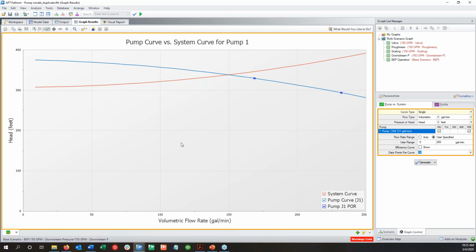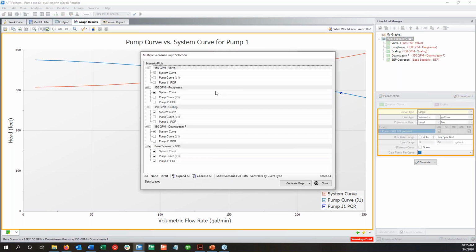Another cool thing, this is new to Fathom 11. So if you haven't installed that yet, that came out about 3 weeks ago. This is one of the new features that I'm pretty excited about: you can generate multi-scenario graphs. So over here, I have my graph for my valve when we vary the valve closure, with roughness when we vary the roughness of the pipe, scaling, downstream pressure, and then we also have the BEP operation, or just our base scenario for reference. So we can go ahead and load that.